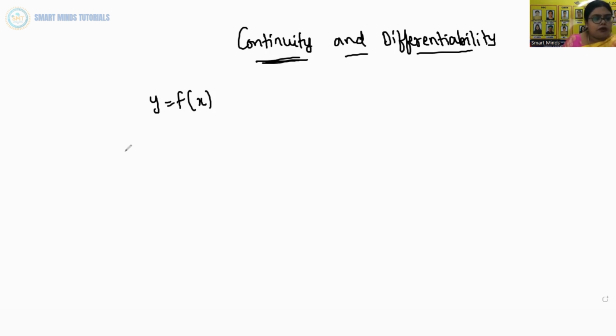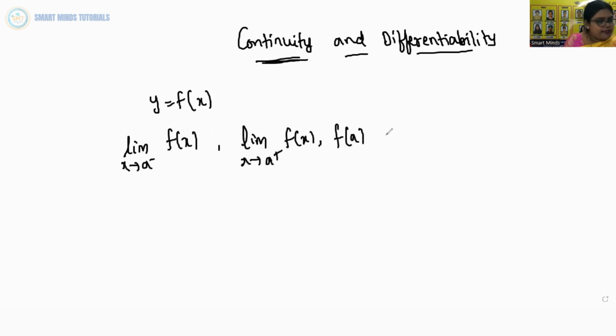And mathematically, how can we say that a function is continuous? If the limit as x tends to a minus of f of x, the limit as x tends to a plus of f of x, and f of a all exist and all three are equal. The limit as x tends to a minus of f of x is the left hand limit, this is equal to the limit as x tends to a plus of f of x, that is the right hand limit, and that is equal to f of a. Then you can say that it is continuous. And if they are not equal, it is discontinuous.